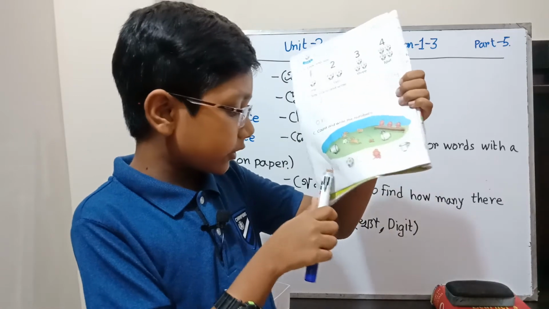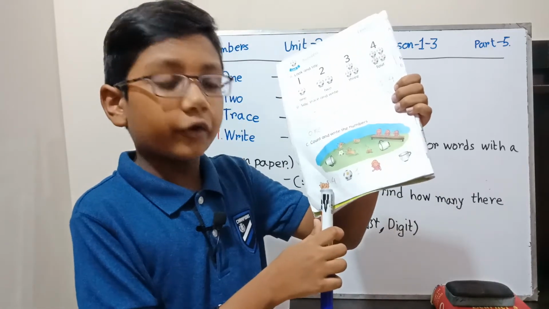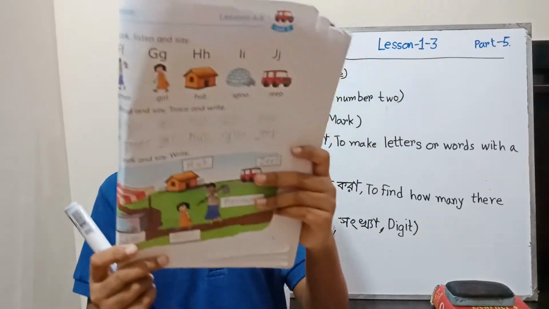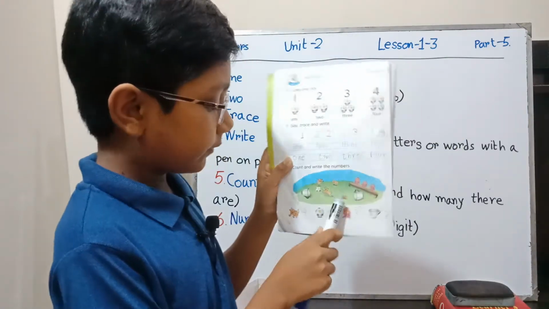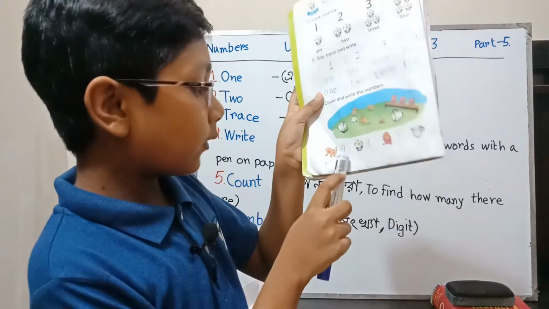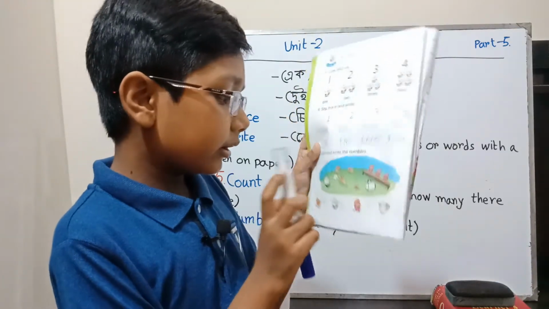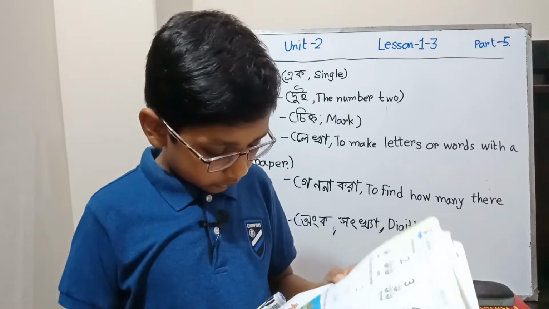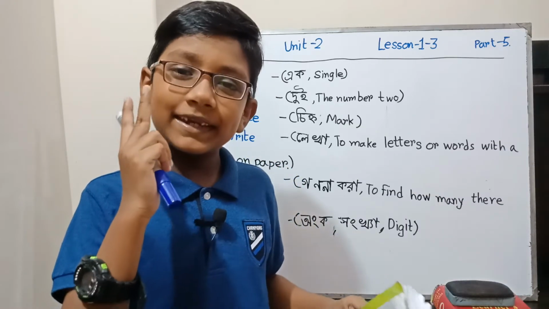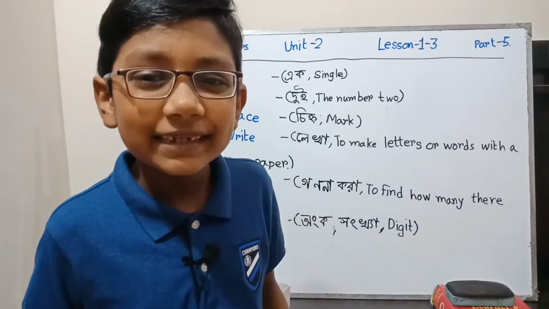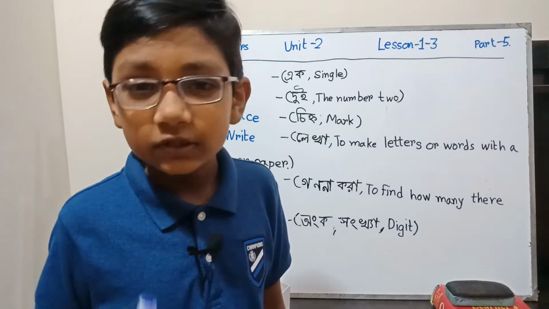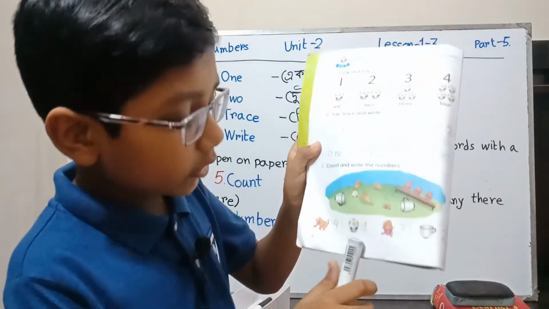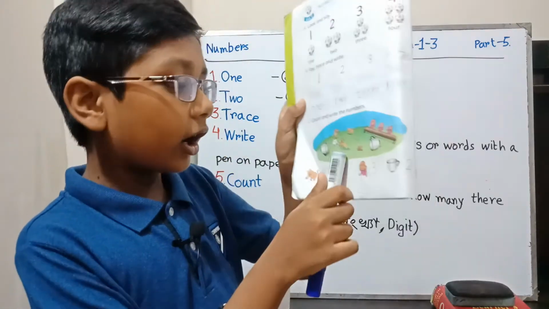So, how many cats are there? Here's a cat drawing. Let me think. One, two, three, and four. I remember four. So here's four. Now let me see how many balls. Two balls, right? So there may be two balls or one. Just kidding. There is one ball.